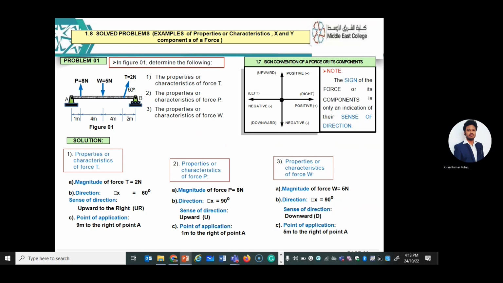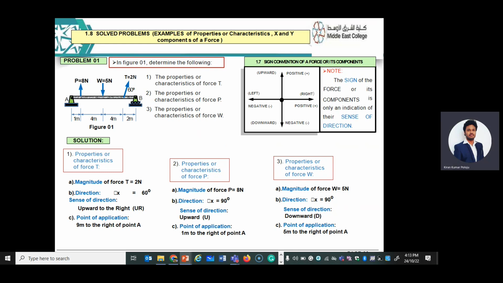If you see this simply supported beam, how many forces are acting? 3 forces are acting. One force is downward, one force is upward, and one force is upward right. Upward, downward, and upward right. So now we have to calculate the force. Determine the properties or characteristics of force. The first one: you have to determine these 3 for this given figure. The properties or characteristics of force. This is for T, P, W.